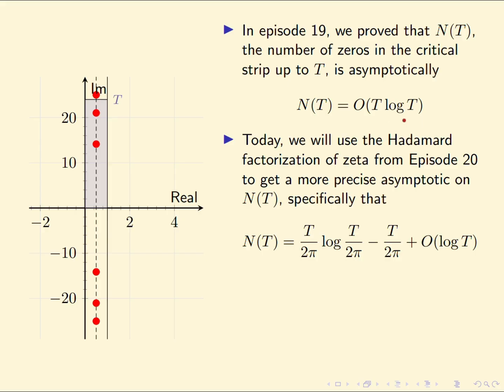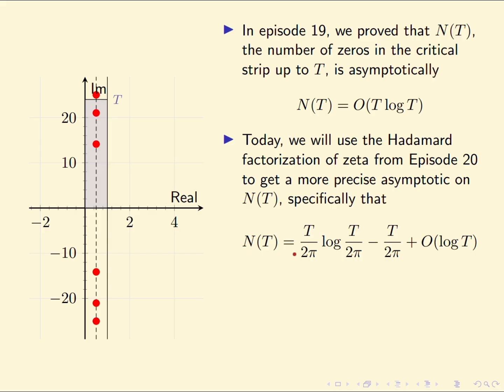With the big O, we've only seen that this is an upper bound. So in theory, the growth rate could have been slower than this. And also, we don't know anything about what the coefficients are. So today, we're going to use the Hadamard factorization of zeta from episode 20, and we're going to get a more precise asymptotic for N of T. So this is in fact what we're going to get.